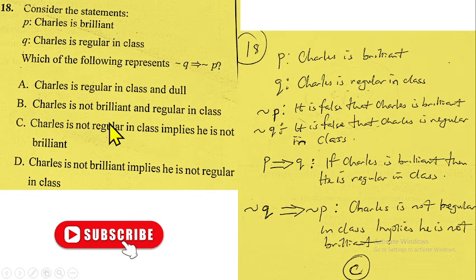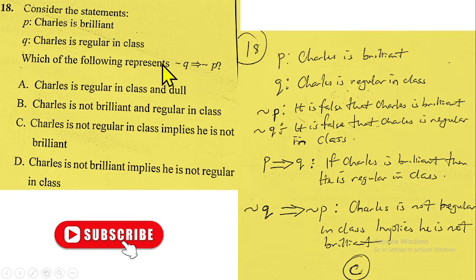Question number 18 is on propositional logic, either SS2 or SS1. We have to consider the statement: proposition P, Charles is brilliant, and proposition Q, Charles is regular in class. Which of the following represents if negation of P, then negation of if negation of Q, then negation of P? So that means we need to negate Q and also negate P.